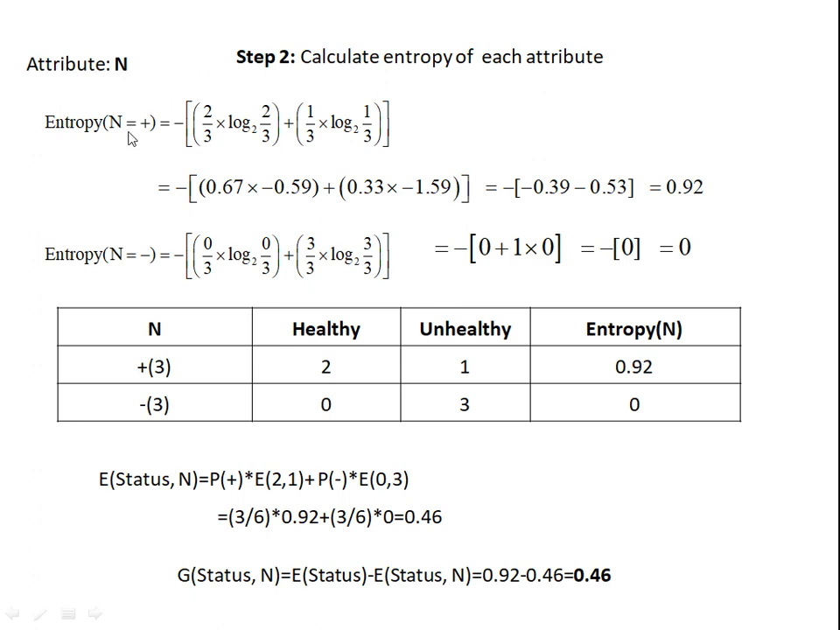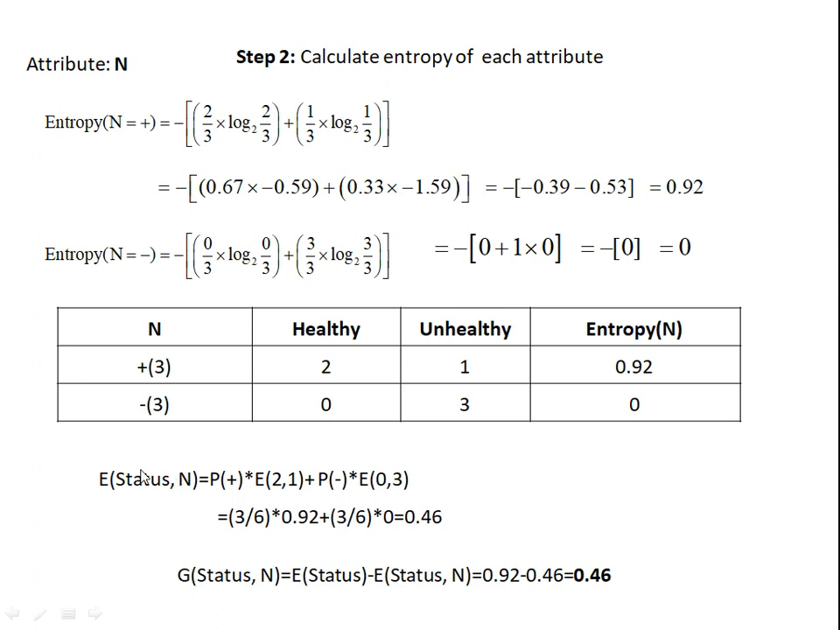Now we calculate the entropy for a particular category. For plus, you require to consider these 3 records only. So 2 by 3 into log 2 by 3 plus 1 by 3 into log 1 by 3, summation and their minus sign. We are getting the answer as 0.92. Entropy for minus, as one of the values is 0, so we are getting the entropy as 0. Therefore the answer is 0: 0 by 3 and here 3 by 3, so we are getting the answer 0.